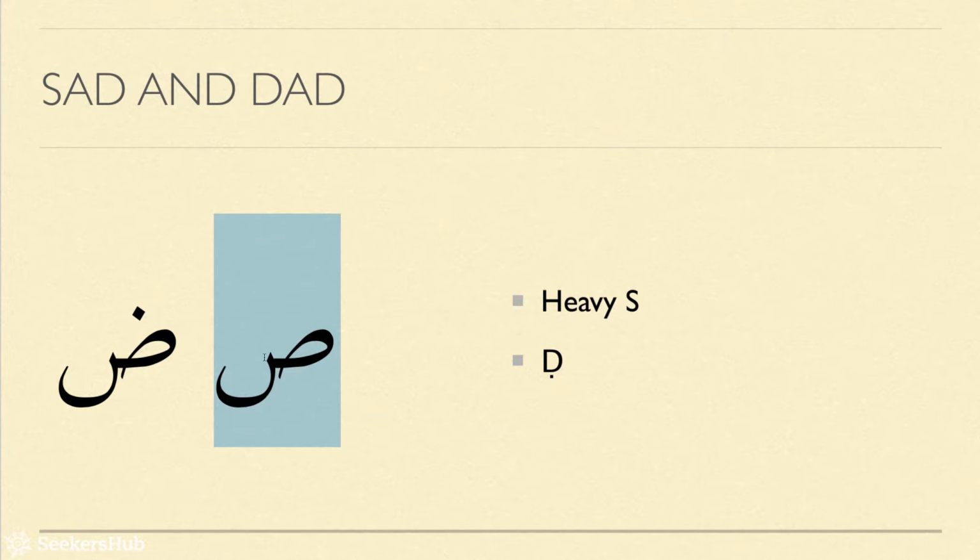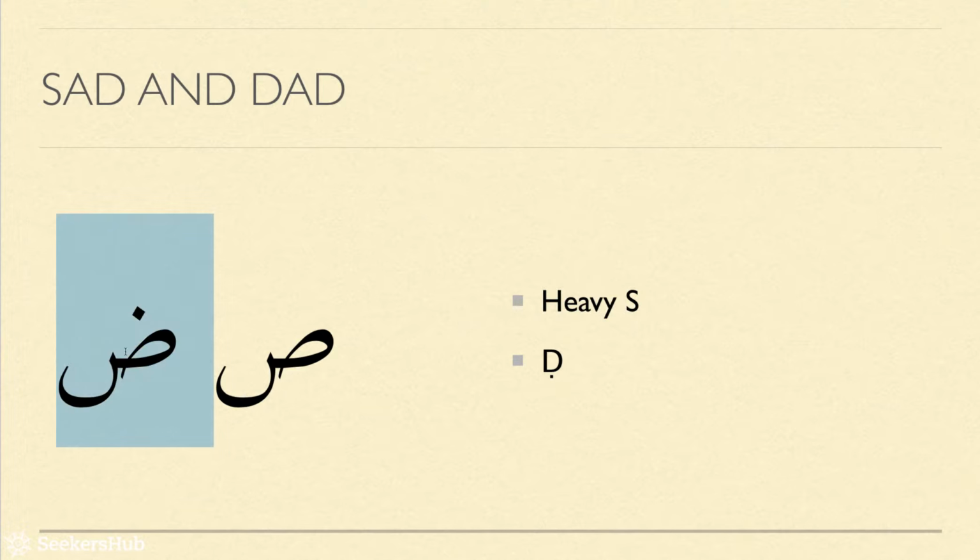So the Sad is a heavy S. You say S, S, S, and you say S, S, S, S. Different way of pronouncing it. The tongue is in a different place. And then we have the Dad, which is kind of like a D, but it's not. So put a little dot underneath here. It's not really a D. So to say it's a heavy D is not really the case. It's quite different, as we'll see.